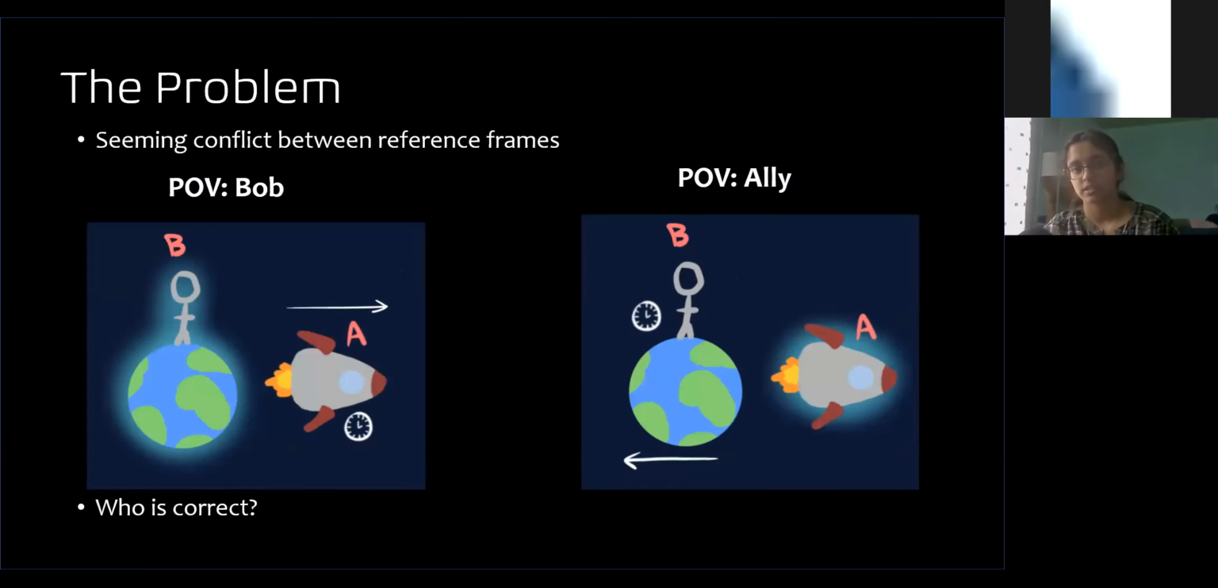So here's the paradox. The problem here is that there seems to be a conflict between Allie and Bob's frames of reference. According to Bob, Allie was moving away at near light speed. Therefore, she should experience time dilation and time should move slower for her. Because of this, when she returns, less time should have passed for her and she should be younger. However, Allie can use the exact same reasoning with her reference frame. Since, according to Allie, she was the one who wasn't moving and Bob was the one who was moving away and coming back, Bob should have experienced time dilation and therefore he should be younger. They can't both be younger, so who's right?